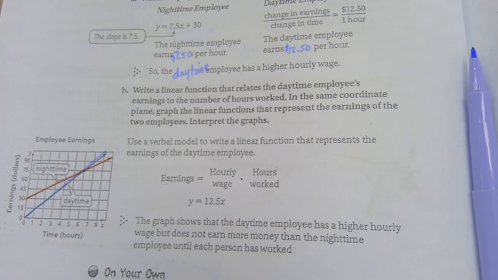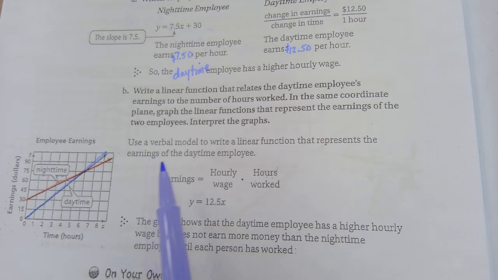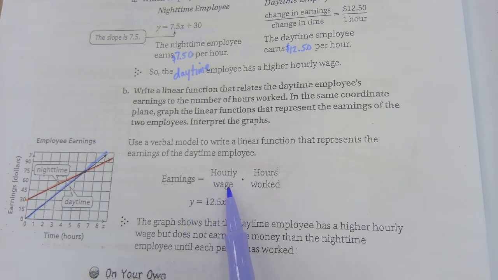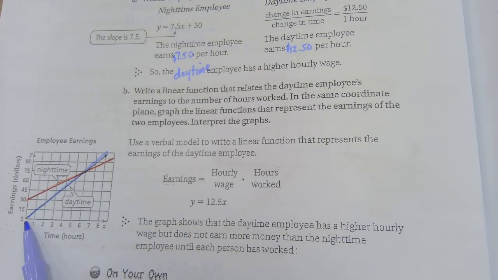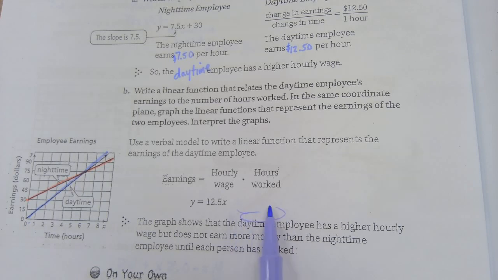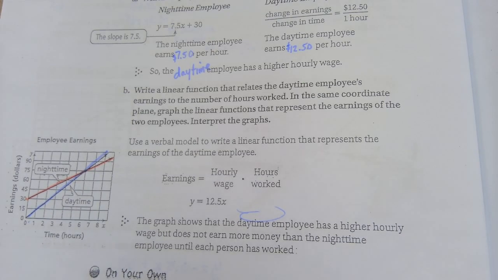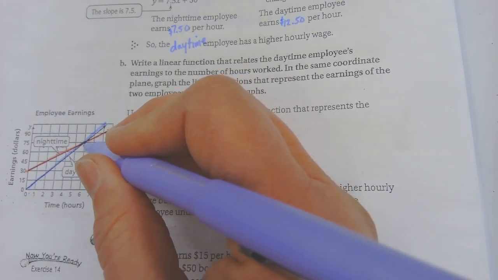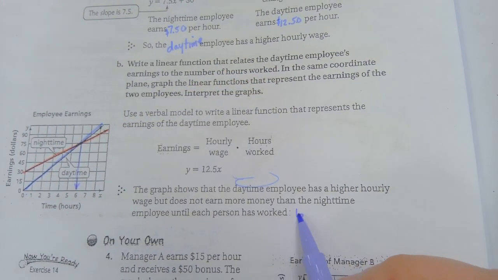Okay, and if you graph them on the same one, use a verbal model to write a linear function that represents the earnings of the daytime employee. So we get the earnings is the hourly wage times hours worked. So we get 12.5 times x equals y. And notice that goes through 0, 0, so there is no y-intercept. The graph shows that the daytime employee has a higher hourly wage but does not earn more money than the nighttime employee until each person has worked how many hours? Where do they cross? Right here, 6 hours.